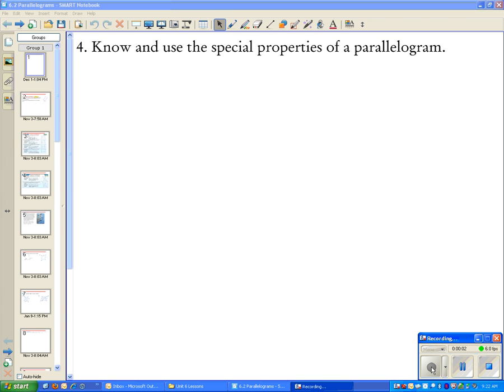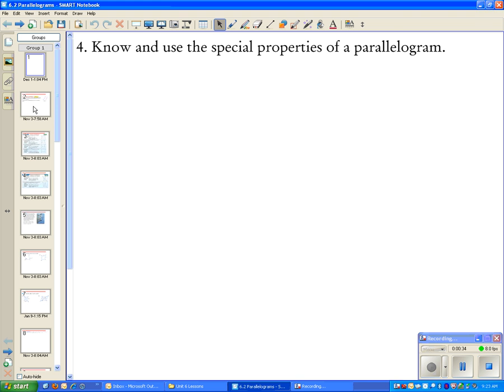Yep, section 6.2 is called parallelograms. On page 399, they're going to give us a definition, and they're going to give us several theorems dealing with parallelograms. And these theorems will be about the properties of a parallelogram. So our only learning target for the day is to know and use the special properties of a parallelogram. But it's a bit more complicated than that because there's several properties.